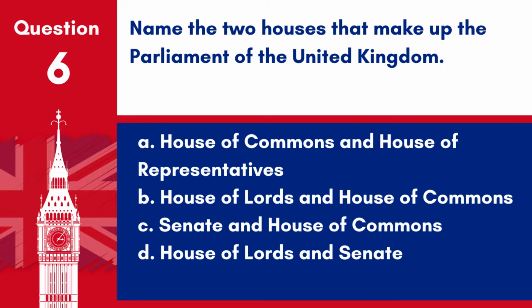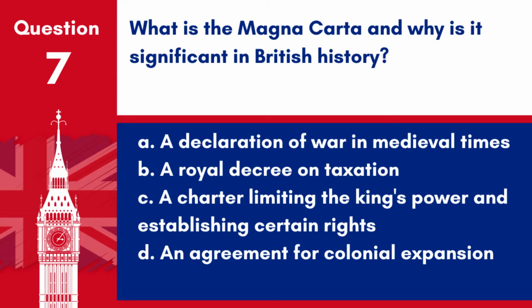Question 6. Name the two houses that make up the Parliament of the United Kingdom. A. House of Commons and House of Representatives. B. House of Lords and House of Commons. C. Senate and House of Commons. D. House of Lords and Senate. Answer: B. House of Lords and House of Commons. The two houses that make up the Parliament of the United Kingdom are the House of Lords and the House of Commons.